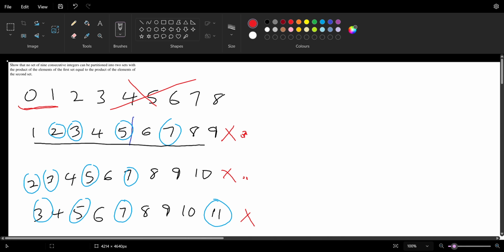Then I noticed another thing. Since we are working with 9 consecutive integers, there are 2 cases. There is a case where the prime factors are less than 9. That's this, this, and this. Then there's a case where there's a prime factor that is not less than 9. That's this one here. This one, 11, is not less than 9.